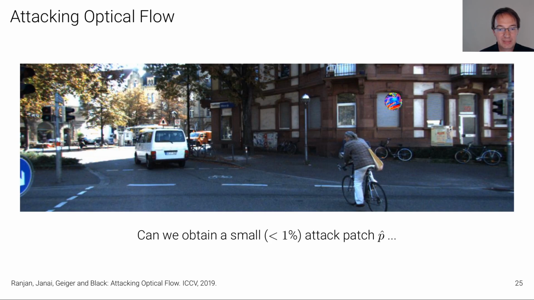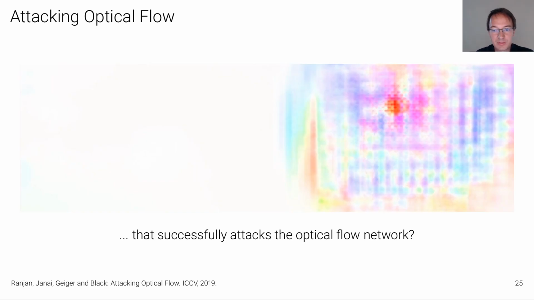Now the question is, can we obtain a small attack patch that covers around 1% of the pixels in the image or less, such that the results of the optical flow method become significantly disturbed, as in this case.